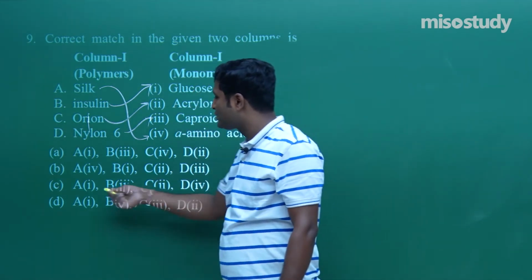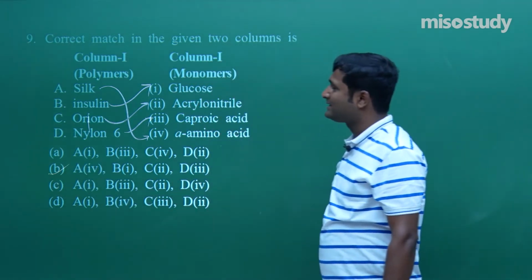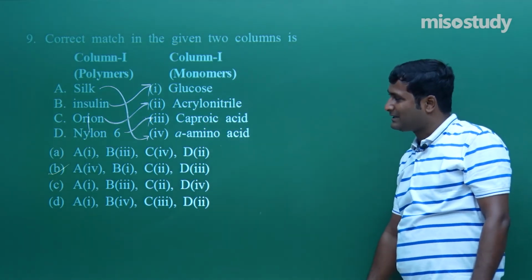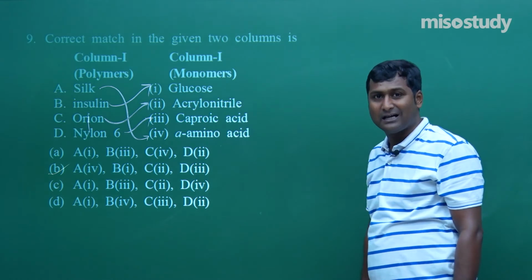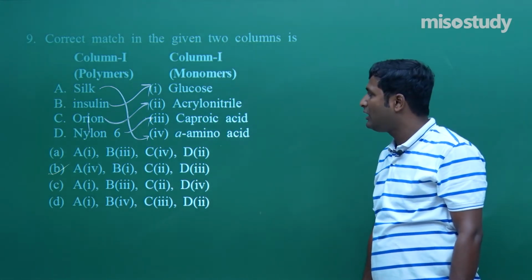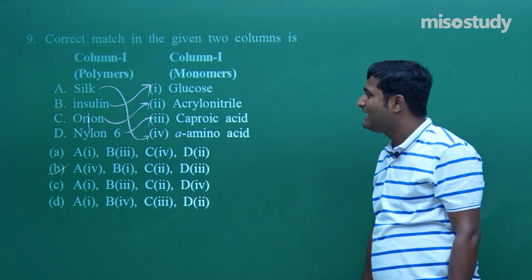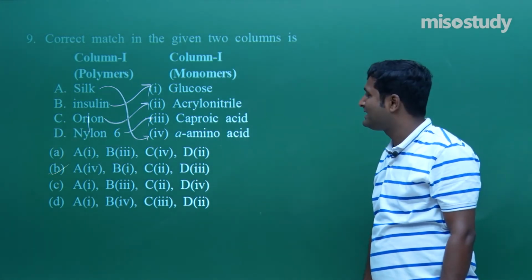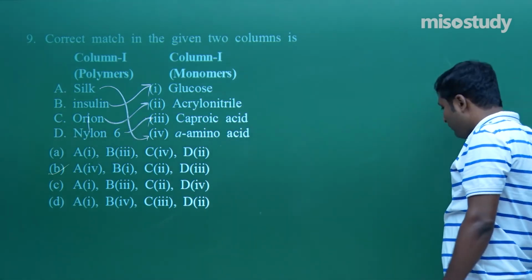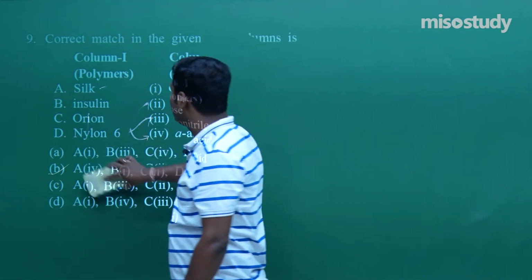So, for this question, B is the correct option. What I am telling for question number 9, that is complete one, is: for silk, that is alpha amino acid. For insulin, this one is glucose. For Orlon, that is acrylonitrile. And nylon 2, nylon 6, that is caproic acid. So, for question number 9, what is the correct option? B is the correct option.